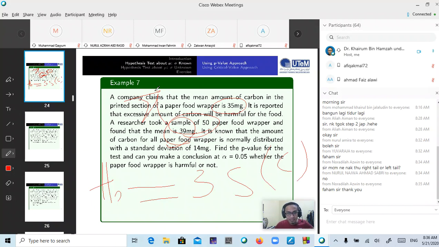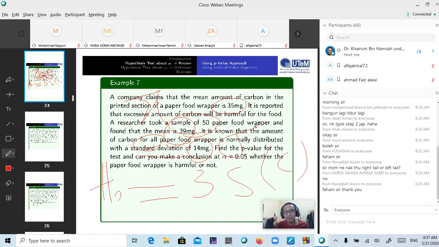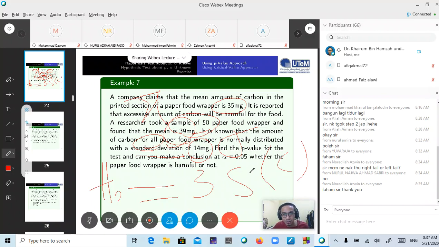Okay. Tengok standard deviation. It is known that the amount of carbon for all paper. Bila ada all apa? Mesti bercerita pasal population. So, dalam population tu ada standard deviation. So, 14 is your sigma. So, in this case, it's given to you the value of sigma. Okay, find the p-value for the test. So, awak kena guna p-value approach.